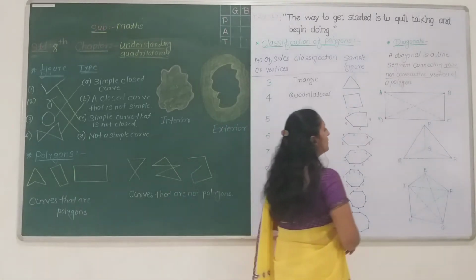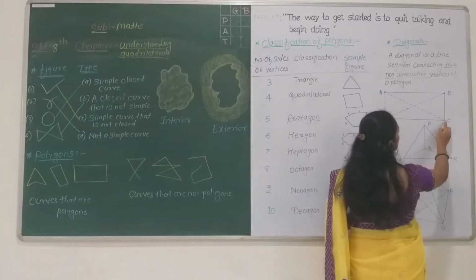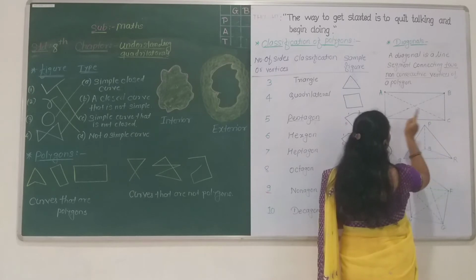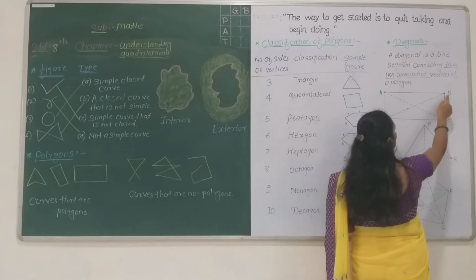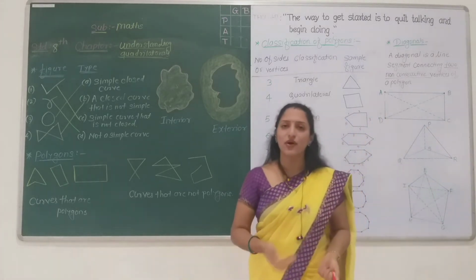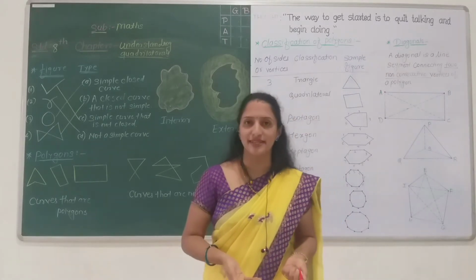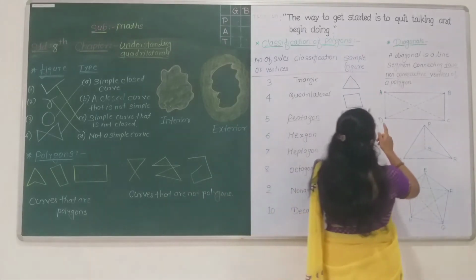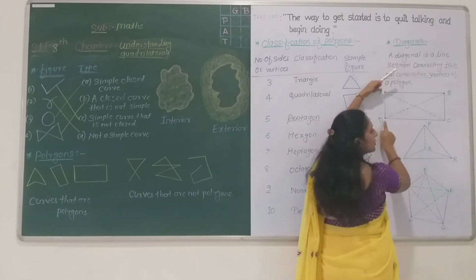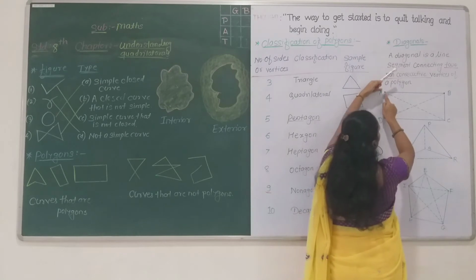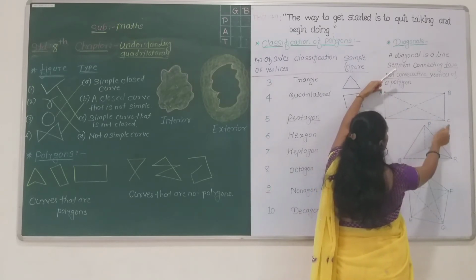Now tell me, what are the consecutive vertices of C? So look at the vertex C. Now C is connected with what? B and D. C is connected with B and D. So B and D are called consecutive vertices of vertex C. So now look here. A is connected with B and D, so B and D are consecutive vertices. But A and C are not consecutive vertices, since there is no line segment between A and C.